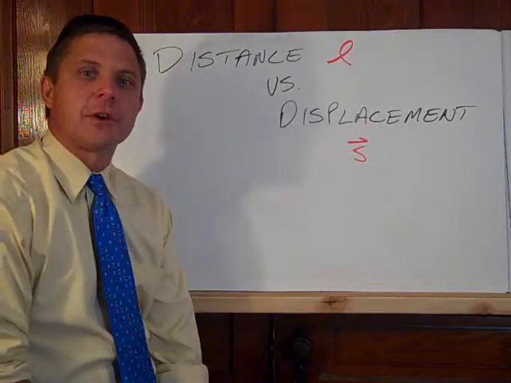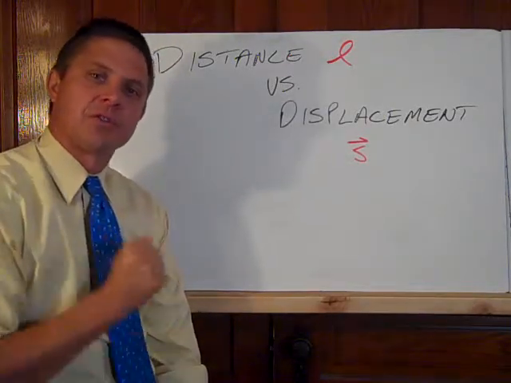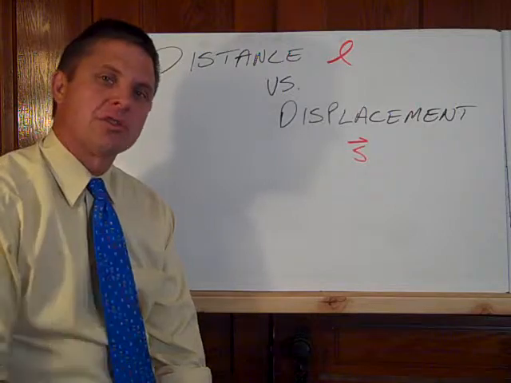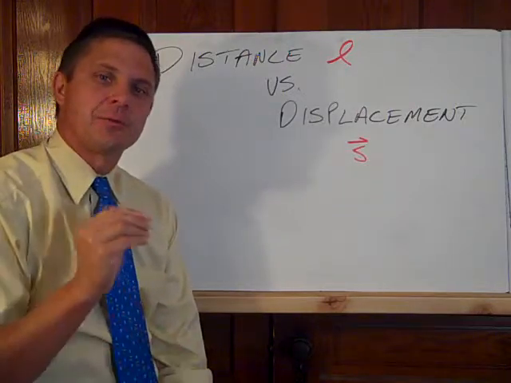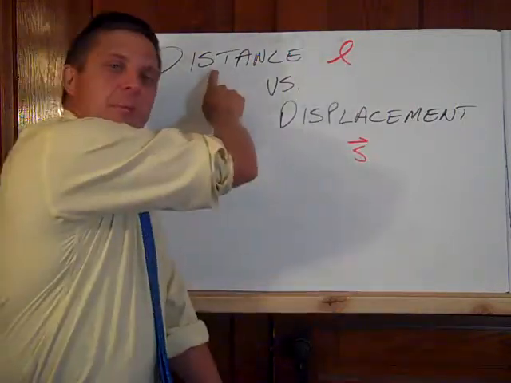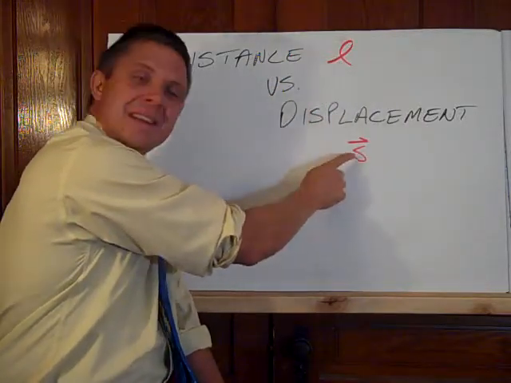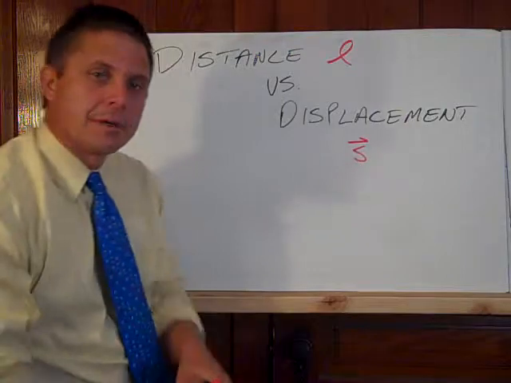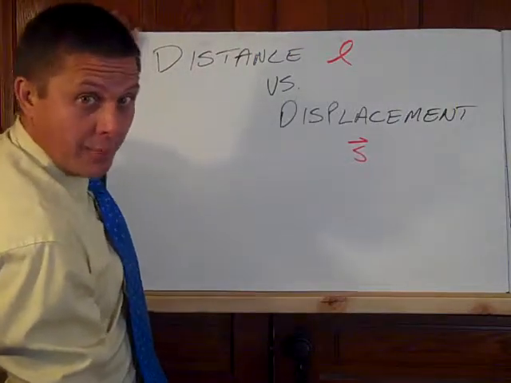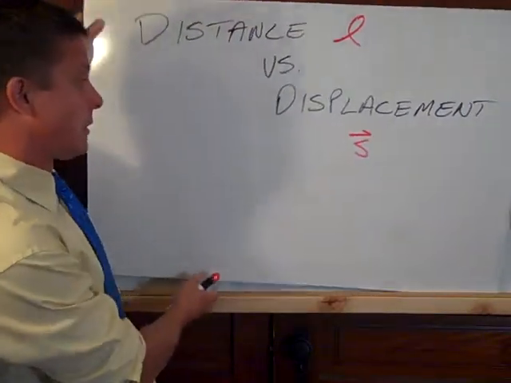So today we're going to talk about distance versus displacement. And again, in your equation section, you want to make sure you recognize these are different things. We're going to represent distance with a little l, and we're going to represent displacement with an s and an arrow over it. I don't pick the variables. I know my s's look like 2's.